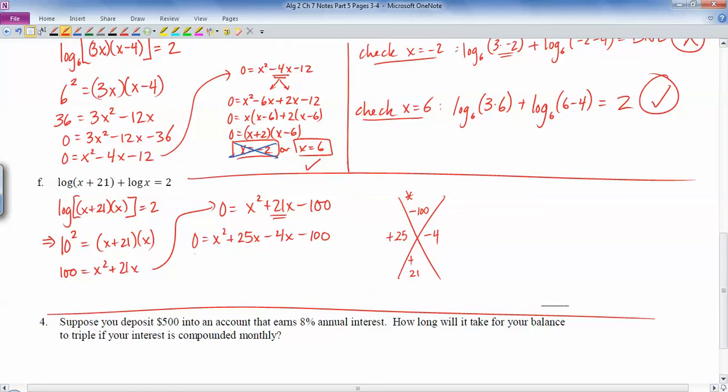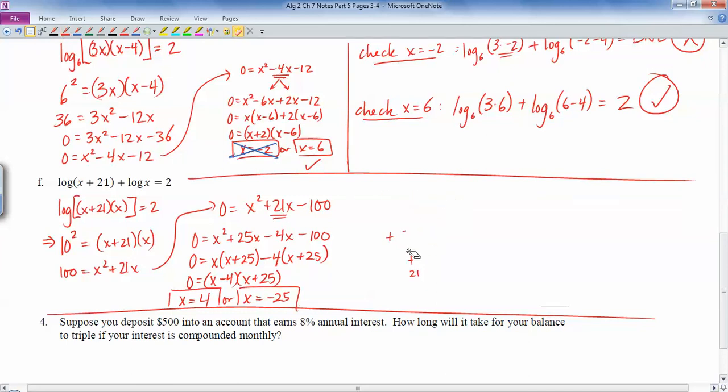So then the first two terms, we can take out an x. And the second two terms, I can take out a minus 4. And then I'm going to get 0 equals x minus 4 times x plus 25. And so then I get x equals 4, or x equals negative 25. And now we got to check both of these answers. So let me get rid of this so we have room.